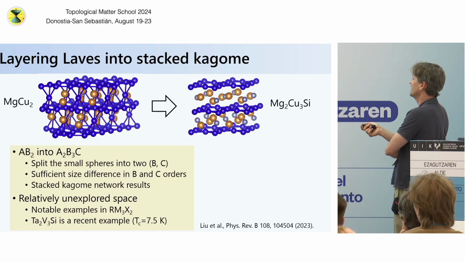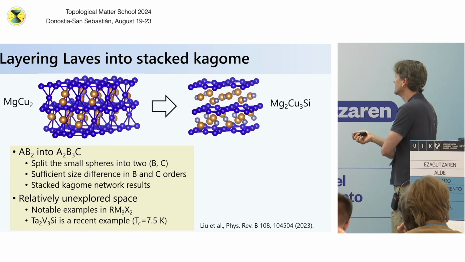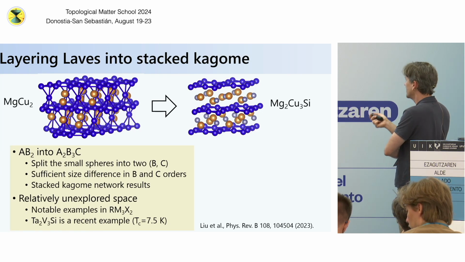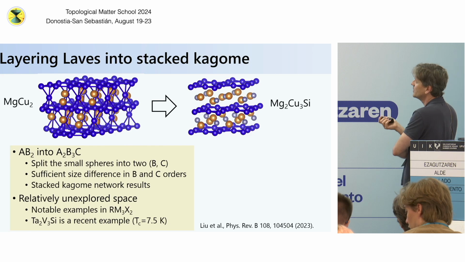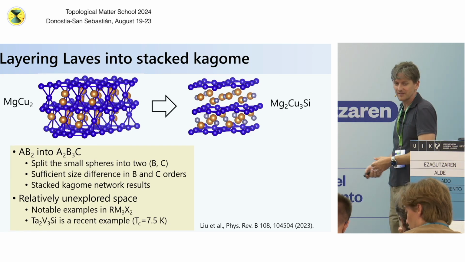And here's a recent example, right? You can look at systems of this so-called 132 structure. So tantalum-2 vanadium-3 silicon is a recent example. It's a superconductor, but there's lots of other ones that have been explored in the past. But I think this is a really big space, especially since you're starting with a large compositional space of binaries that already have Kagome networks in them.